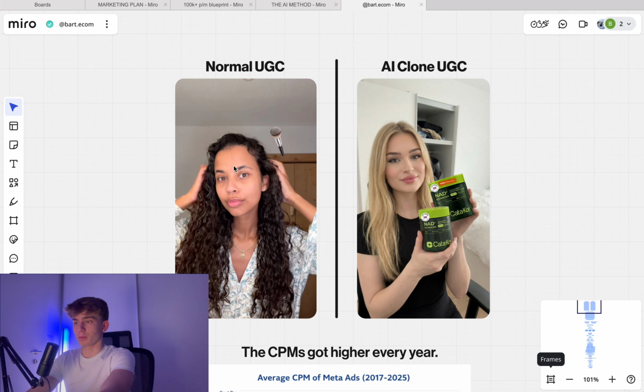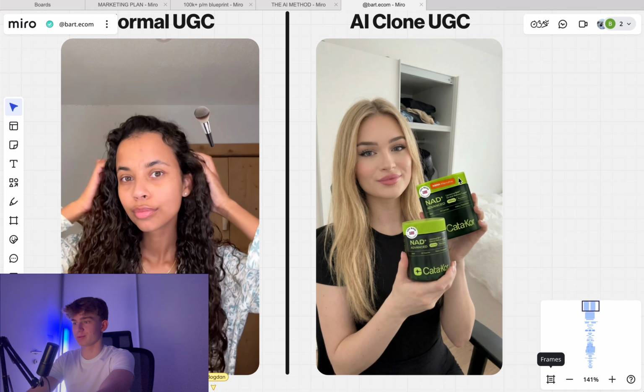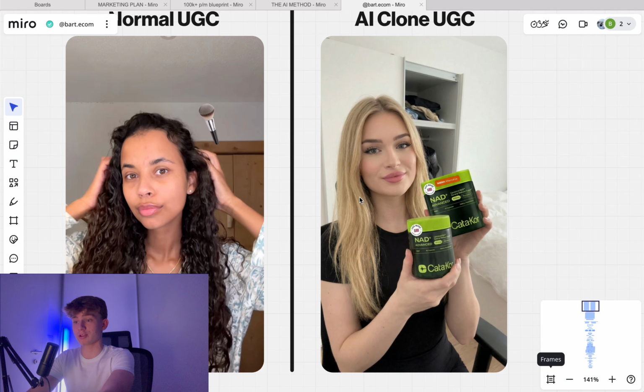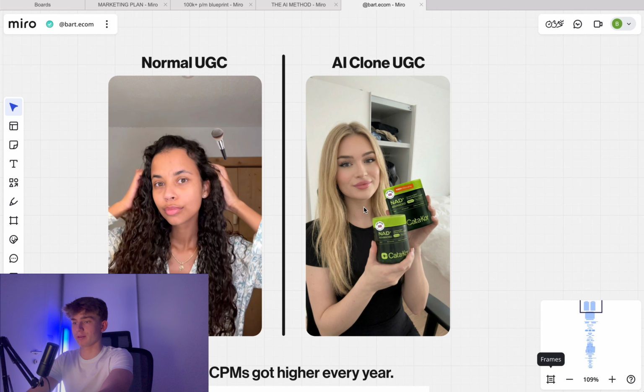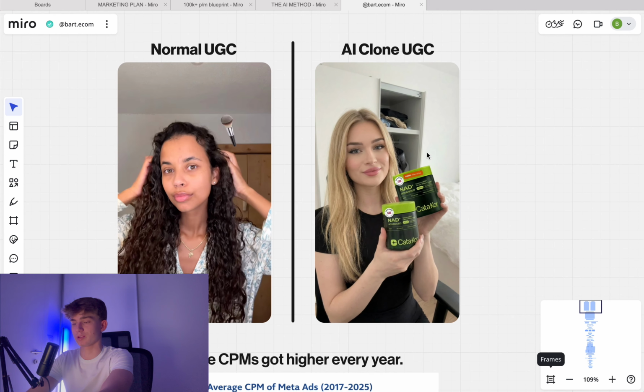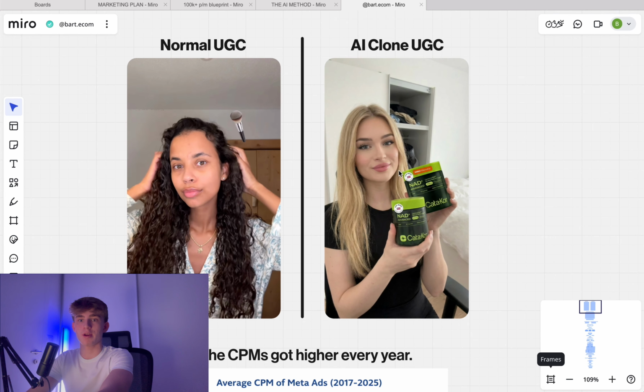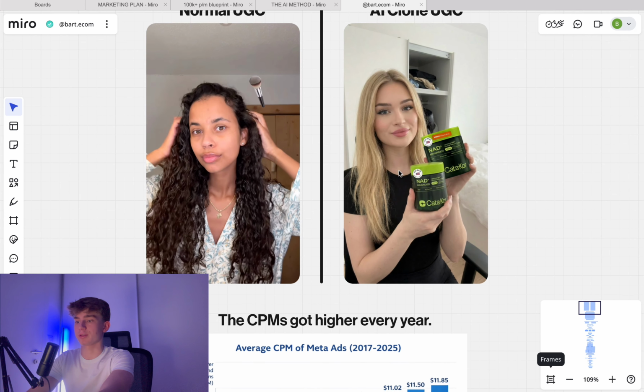This is normal UGC and this is AI clone UGC. Obviously, you cannot even spot the difference in this. The AI clone was actually filmed right here. This is me, and this is the girl. I changed me into the girl. Yeah, you cannot even spot the difference, and I would say this is even better. The quality, just the image is a bit compressed here. It's honestly insane. We are talking about up to 4K quality.